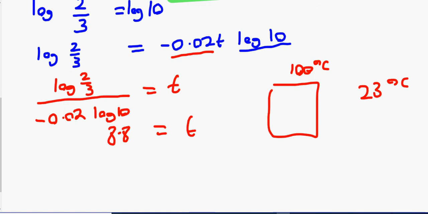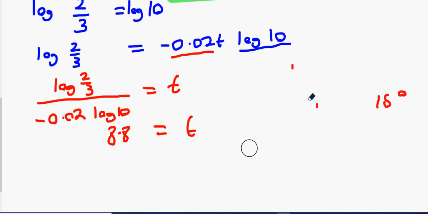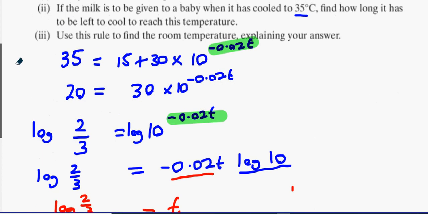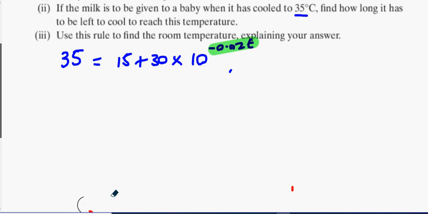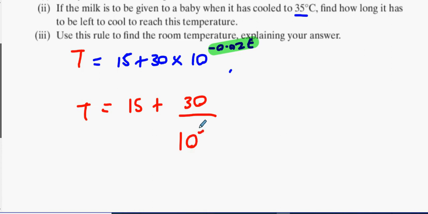If room temperature was 15, what happened to the temperature then? It'd drop all the way to 15. So if you have a bit of a science background, you'd know that anyway. But how do you prove that mathematically? That is the real question. So we go back to the start. I look at my formula here. I'm going to rewrite the formula like so. 15 plus 30. What have I done there? Can anybody tell me?